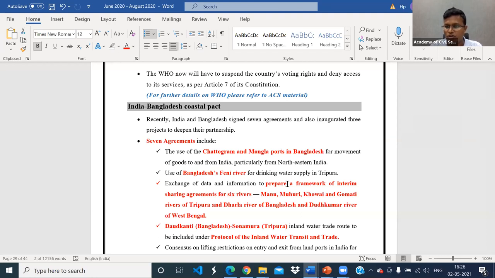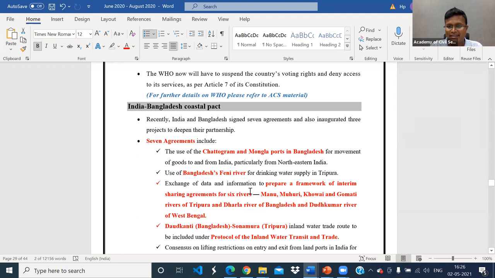Because the ports and the rivers mentioned in the agreement might come as a geography question. That is the point. When we have an agreement, sometimes questions come directly from the agreement. Feni River might come as a question. It's a river in Bangladesh, and the Chattogram and Mangla ports are in Bangladesh.